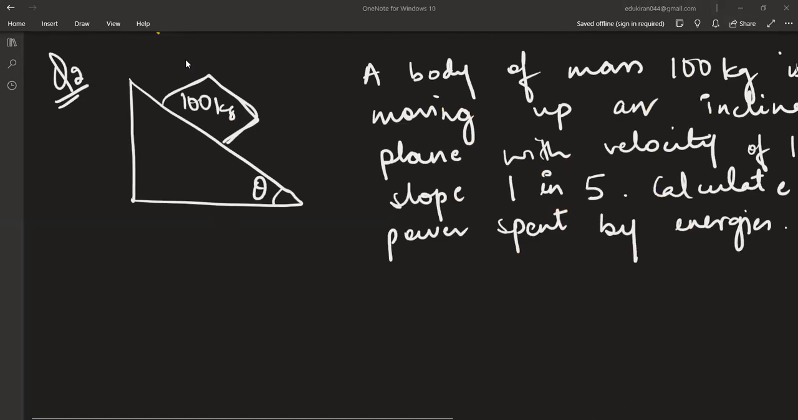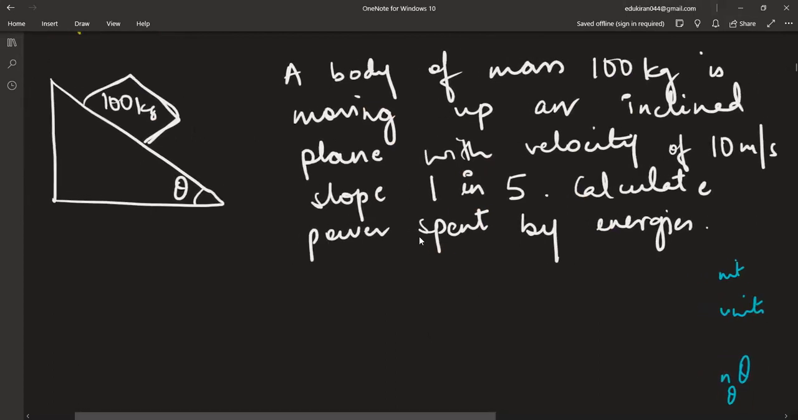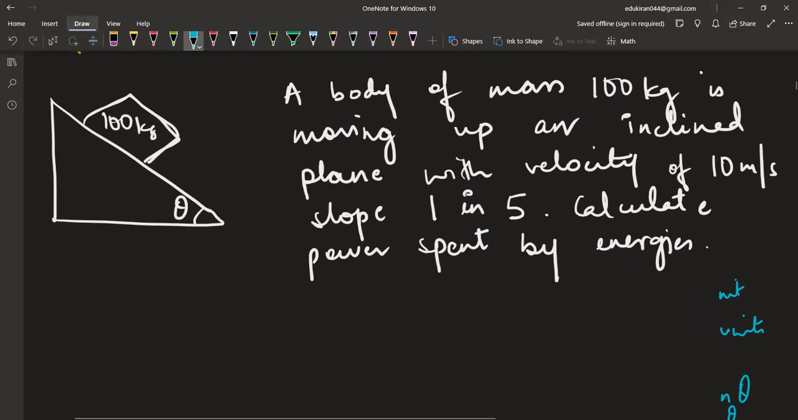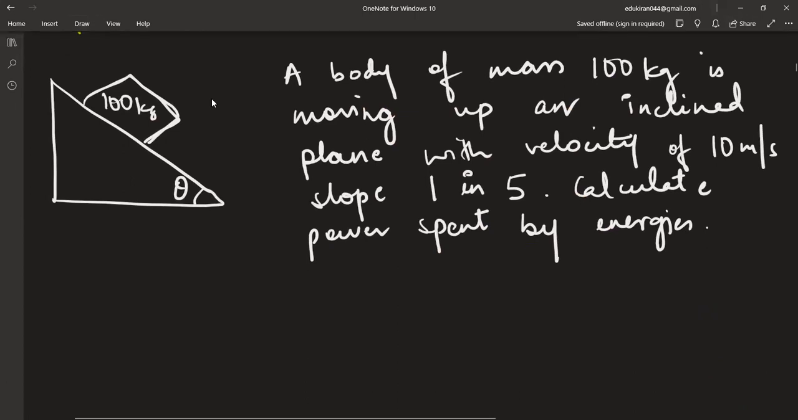See, this question says that a body of mass 100 kg is moving up an inclined plane with the velocity of 10 meter per second, slope 1 in 5. See, when it says slope 1 in 5, this means sine theta is given. Sine theta is given as 1 in 5. 1 in 5 means 1 by 5. So whenever it is written that slope is 1 in 5, it means sine theta is 1 by 5.